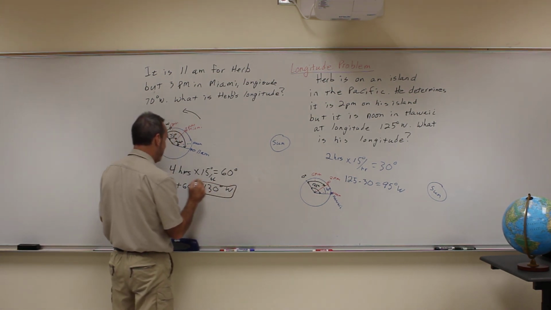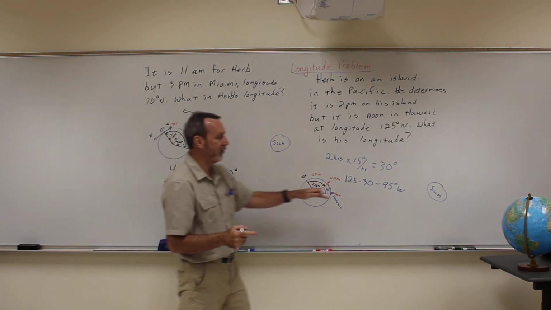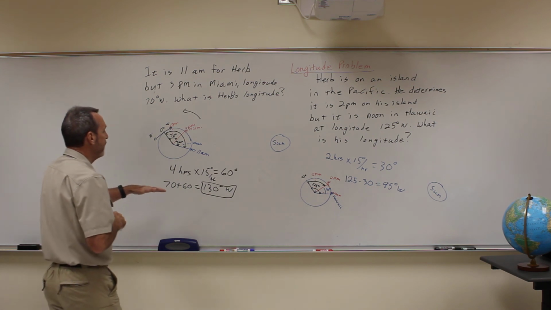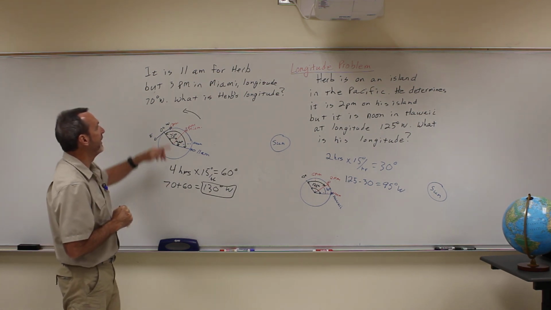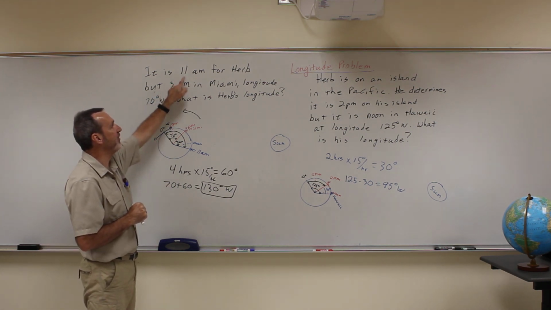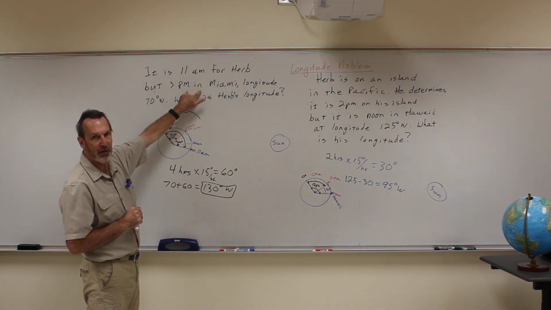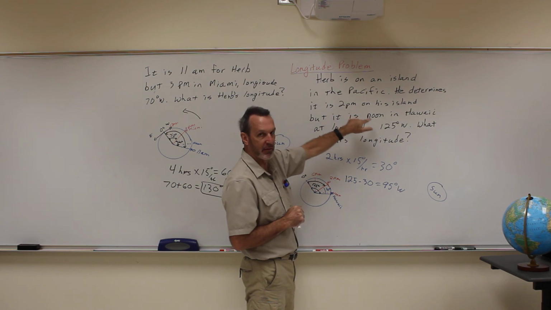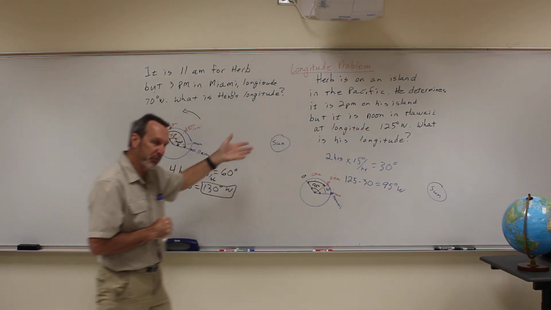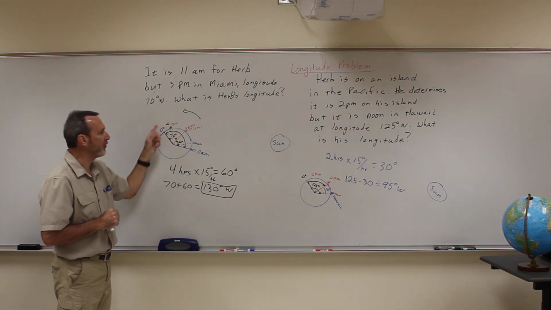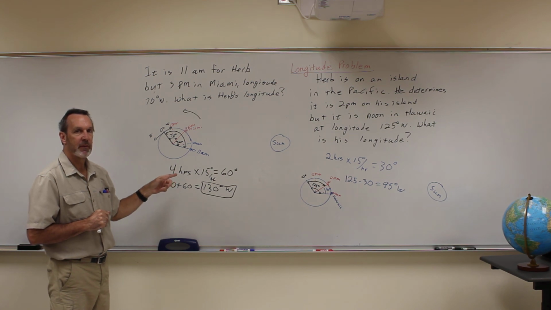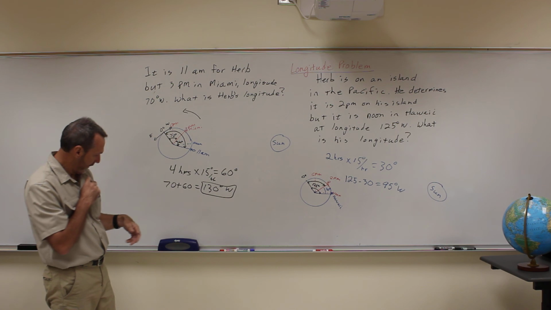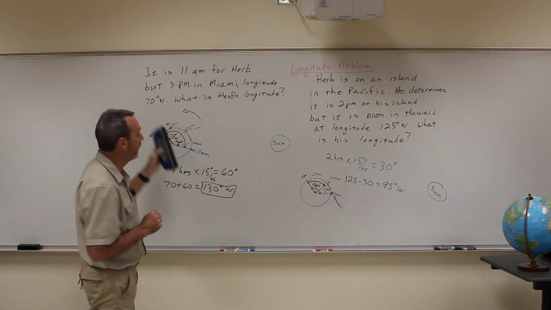Notice in this one, I added, but in the last one, I subtracted. Why was there a difference? The difference is the time. In this case, Herb's time is earlier than the reference point. In the other one, Herb's time was later than the reference point. So it depends on which way they're flipped. That's why if you draw your picture right, it makes sense. So that's how you do these longitude problems. Okay. So far, so good.